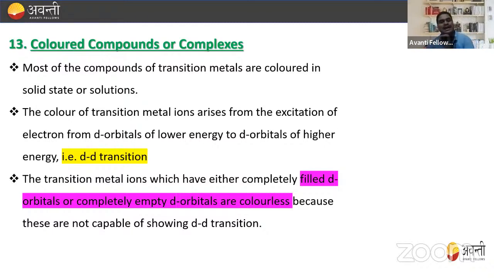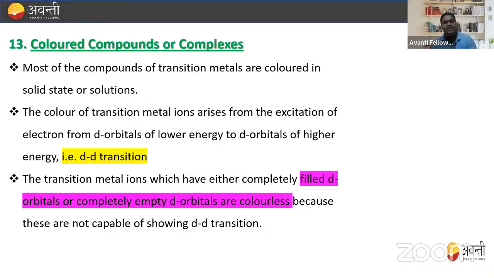Transition metal ions which have either completely filled d orbitals or completely empty d orbitals are colorless. Remember this point: with completely filled d orbitals, d-d transition is not possible, and with completely empty d orbitals, there is no electron for the d-d transition.